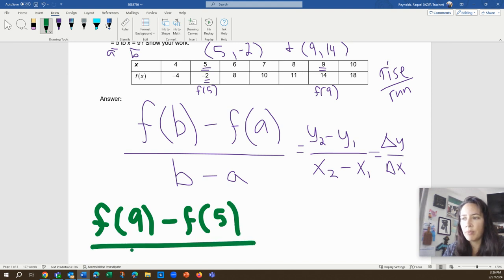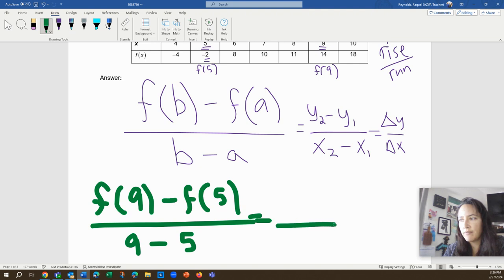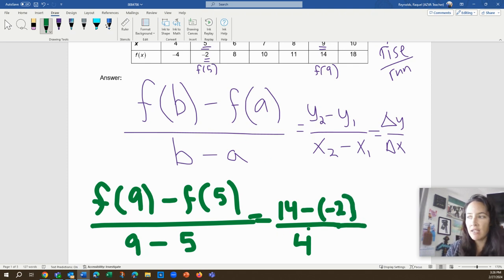F of, we plug it in. 9 is b, 5 is a. Sweet, we're almost done. 9 minus 5 is 4. F of 9 is 14. F of 5 is -2. I have to put that parenthesis because we're subtracting. And now you have a double negative. Negative and a negative is a positive. So this would become +2. So you get 16 over 4.